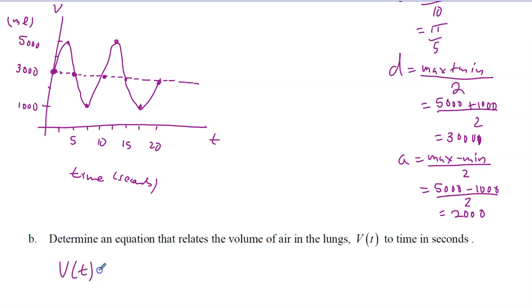V of t. Determine. We've got the work all over here. So A, 2,000, sine, B, so pi over 5 t. So as an unreflected, it's just a normal sinusoidal curve, right? It starts at the midline going up, plus 3,000. So that's our equation. Now again, if you had it going down, you would have a different equation, right? You'd have the negative sign.